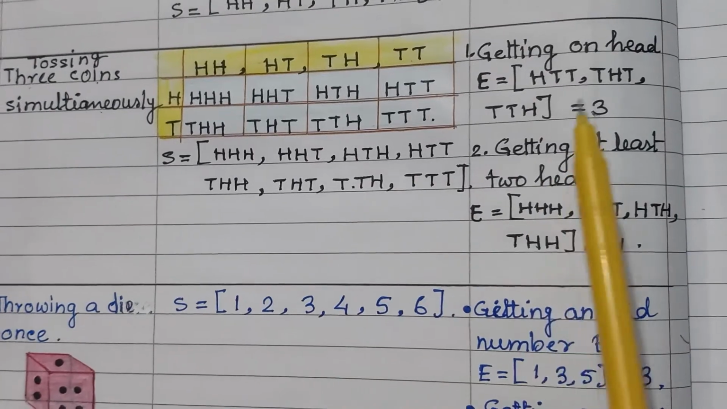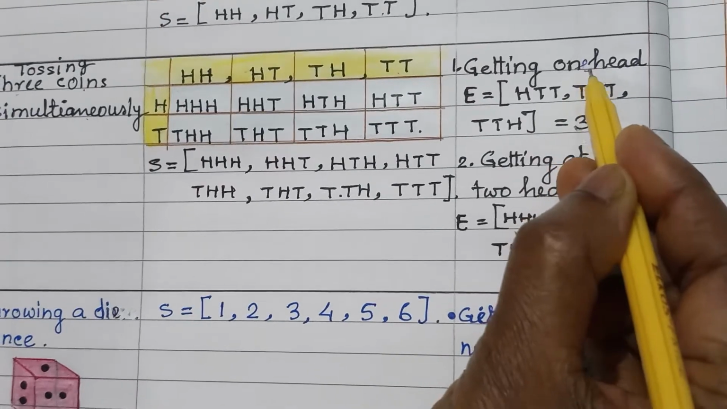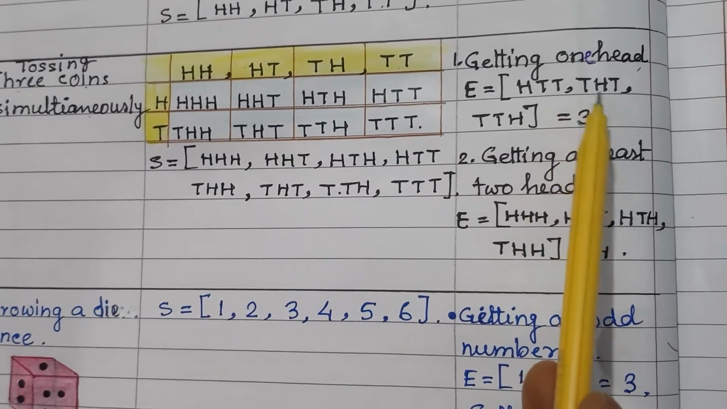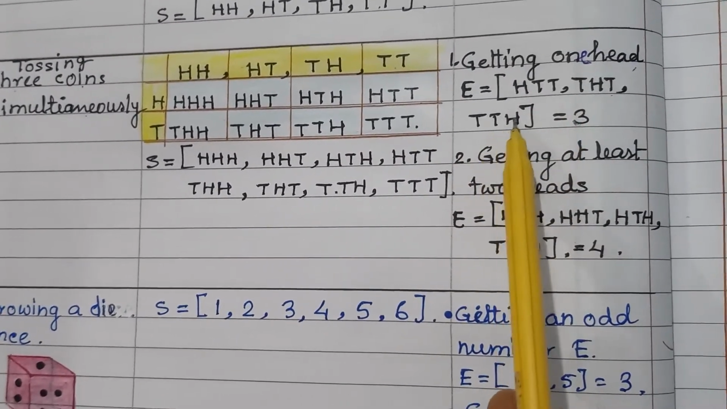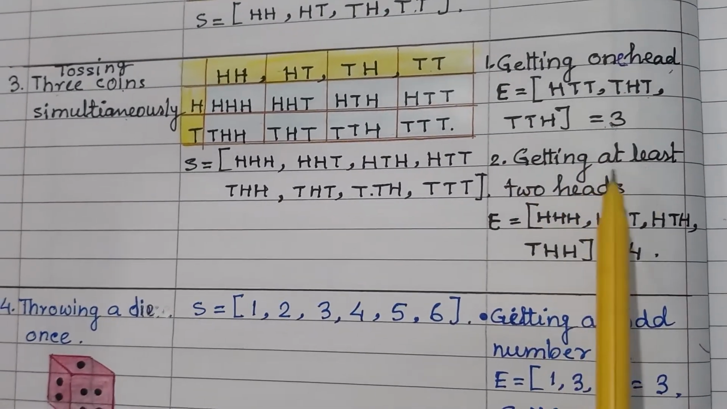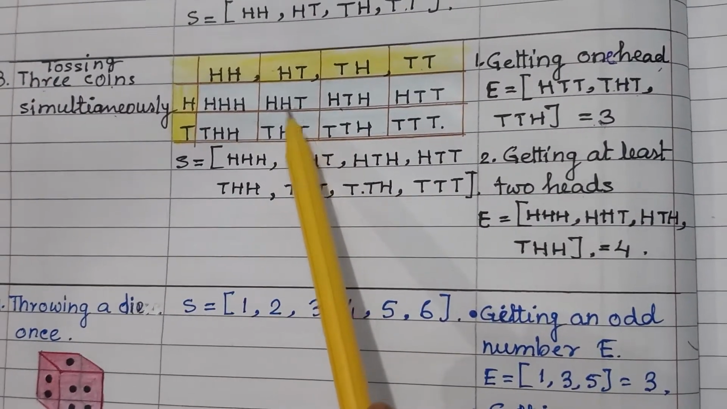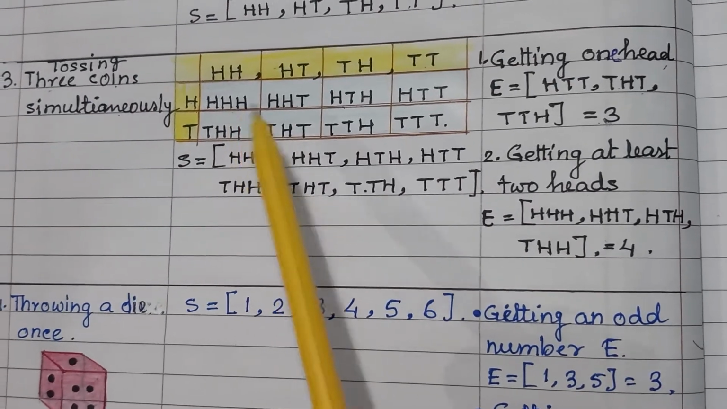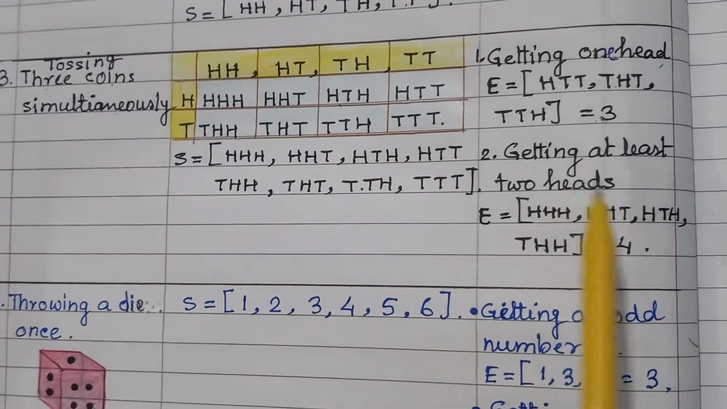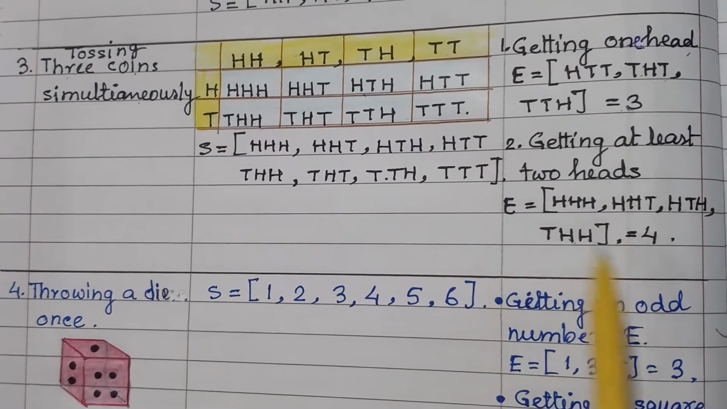Now getting one head: that is one head in HTT, THT and TTH. So there are 3 events for only one head. Now getting at least 2 heads, at least means it can also be more. So 1, 2, 3, then 4. So getting at least 2 heads has 4 options, so the number of events is 4.